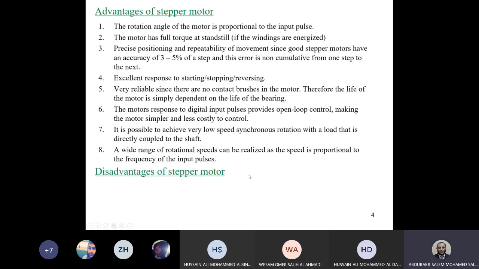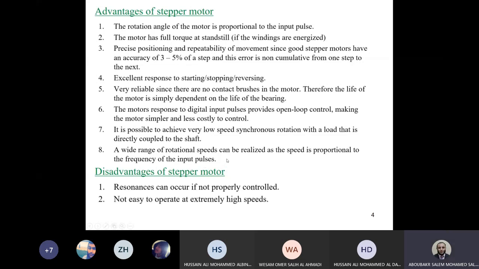What are the disadvantages of the stepper motor? First, we have a resonance problem, which may occur according to the frequency of the applied pulses and the mechanical motion of the machine. So it can cause resonance, and resonance may damage the mechanical parts of the motor. So in design, we have to avoid operating at the resonance frequency.